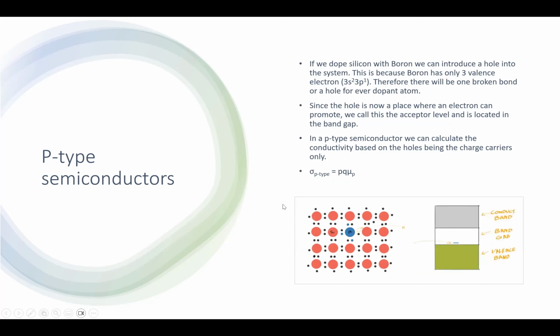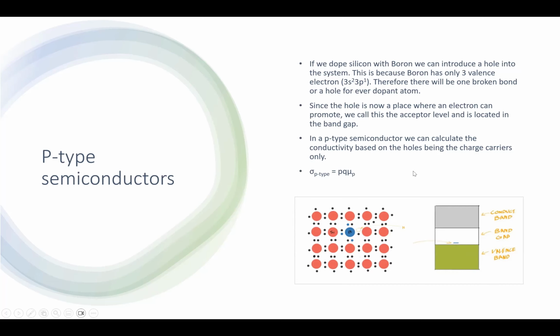P-type semiconductors: if we dope silicon with boron, we can introduce a hole into the system. This is because boron has only 3 valence electrons, and therefore there will be 1 broken bond or a hole for every dopant atom, and that's seen here. Since the hole is a place where an electron can promote, we call this the acceptor level, located in the band gap down here.